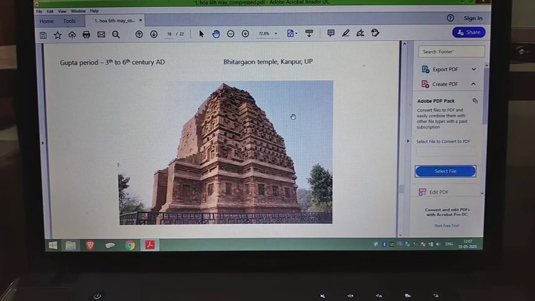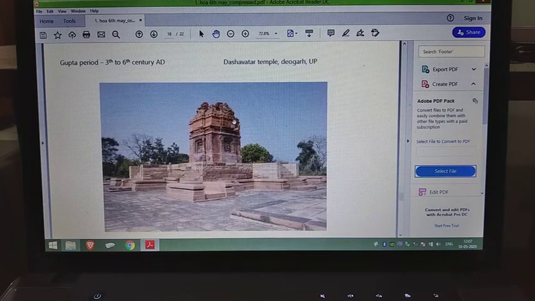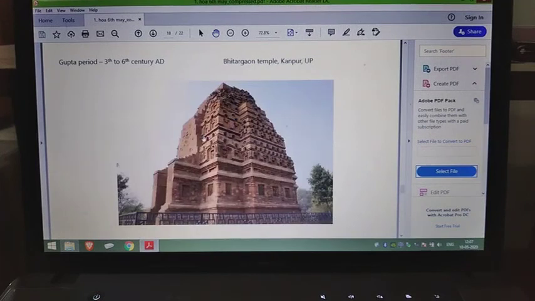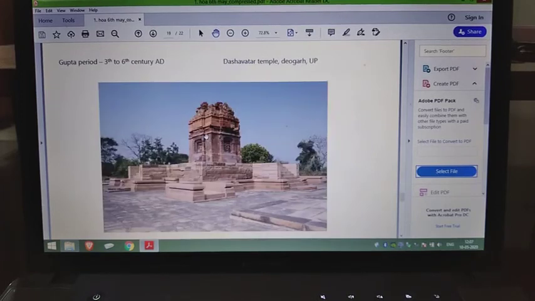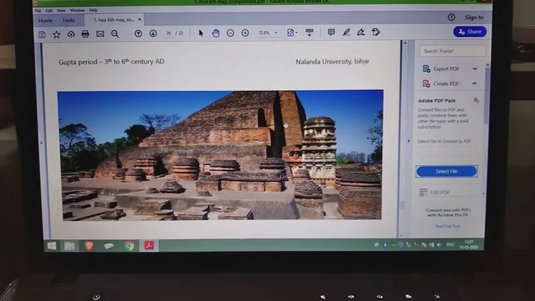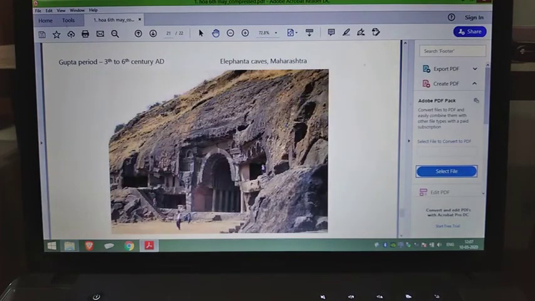These are some of the prime examples. Bhitargaon temple, this is the earliest example of a style of architecture that became the norm in most of northern as well as the eastern part of India. ठीक? Similarly, this temple, and then Nalanda University, and then Elephanta Caves, very interesting structure as well. And these were the predecessors to every architecture that came after this period, as well as a lot of the theoretical aspect of how a temple should be made was also made in this period.